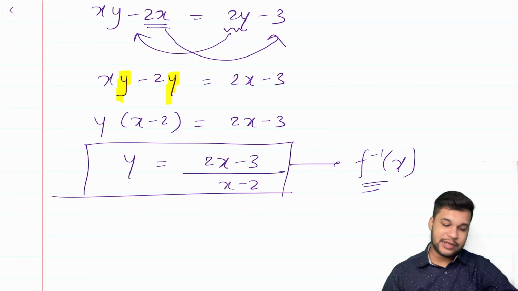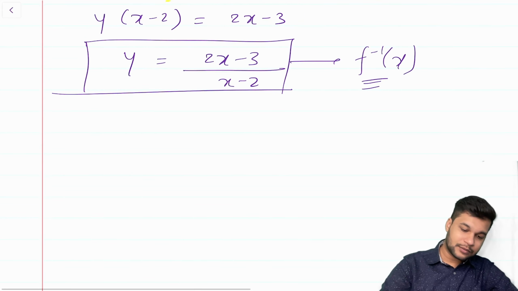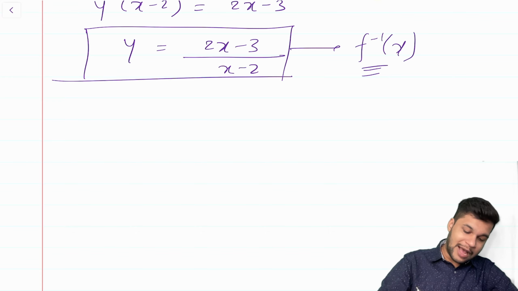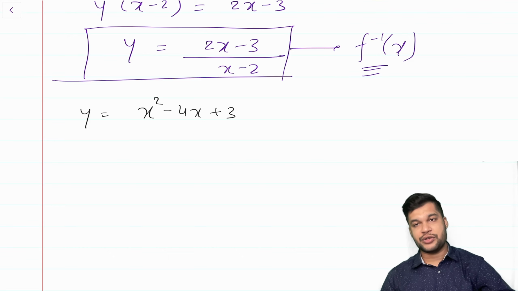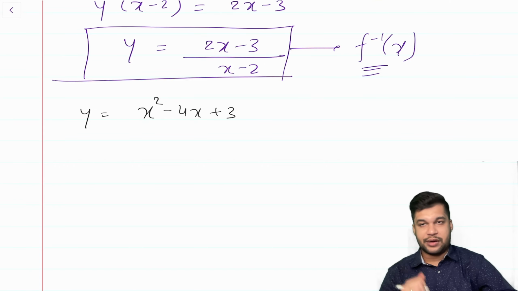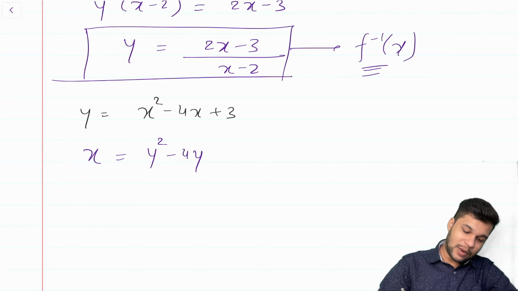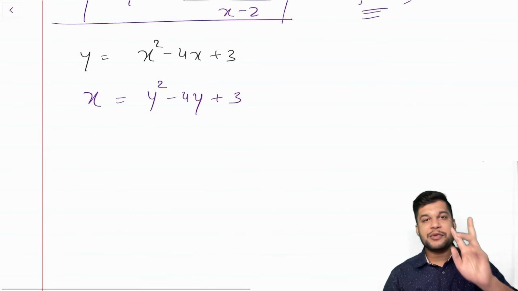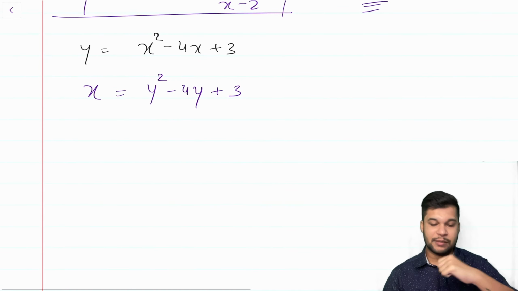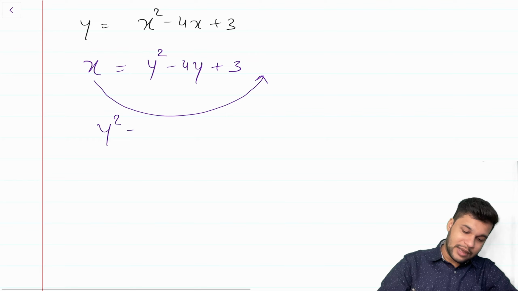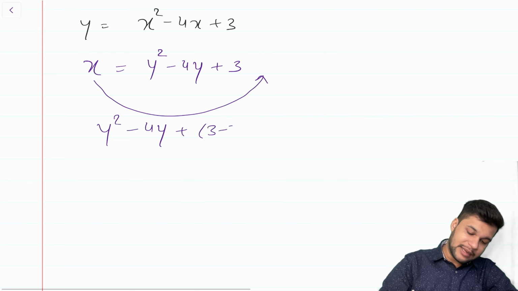Now there is one interesting question that I'm going to take and then we'll move on to the next topic. Let's say you have y equal to x square minus 4x plus 3 and you have to find the inverse of this function. How do you find it? You swap the variables. That's your first step. So x equal to y square minus 4 times y plus 3, right? Second step is you have to make y the subject. So shift x to the other side. So you get y square minus 4y plus 3 minus x equal to 0.